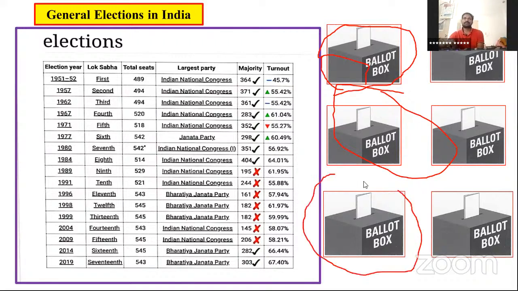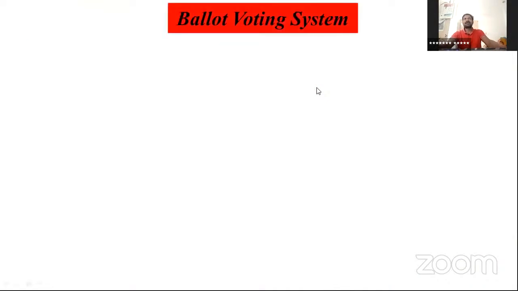In this way, the Election Commission was conducting the first general election. It was successfully conducted. Later, after some time, only one ballot box was used by the Election Commission. All the candidates' votes were put into a single ballot box. Okay, next slide.